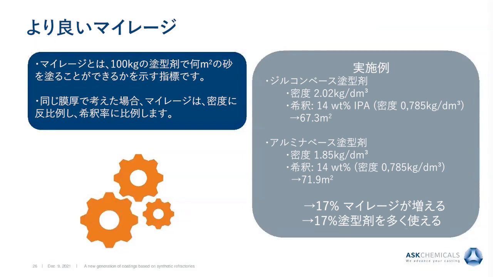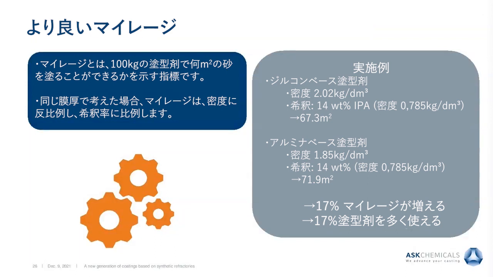What about the benefit of the alumina coatings further? This is certainly the mileage. Mileage is a measurement of how many square meters of sand you can coat with 100 kilograms of coating. If we consider the same layer thickness, the mileage is inversely proportional to the density and proportional to the dilution rate. To give you an example, if we have a Zircon-based coating with a density of 2.02 and a given dilution for the application of, say, 14 weight% of isopropanol, we end up with 67 liters of coating.